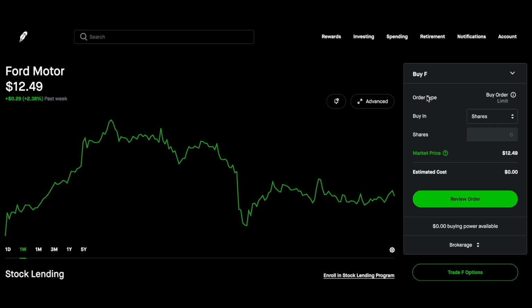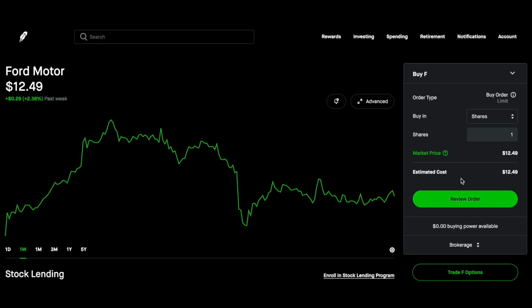From there, we can enter how many shares we want, and in this case, we're going to use 1. Now, if we look right below where it says shares, we can see it says market price right here. And to the right of that, we can see the market price is currently $12.49. This means that if I click review order and submit, it's going to buy 1 share of Ford at the exact price it's at when I click that button, which again is currently $12.49.